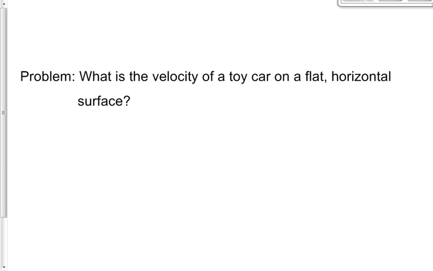The primary purpose of today's activity is to find the velocity of a toy car on a flat horizontal surface. Normally, that flat horizontal surface will be the floor. The apparatus that you're going to use is diagrammed on the board here right now. Now, there's a lot of this that you're not going to recognize. In fact, probably the only things that you're going to recognize would be an iPhone and a toy car.